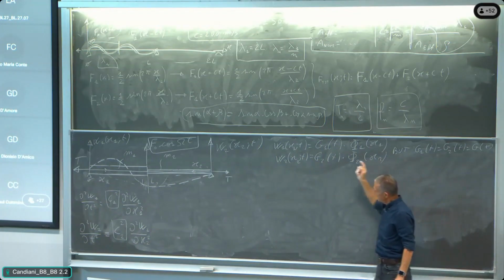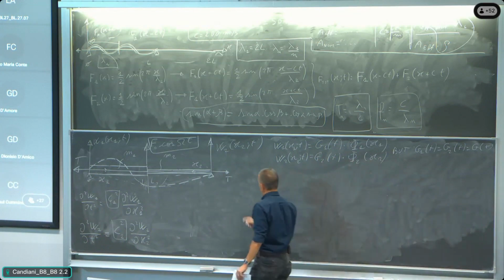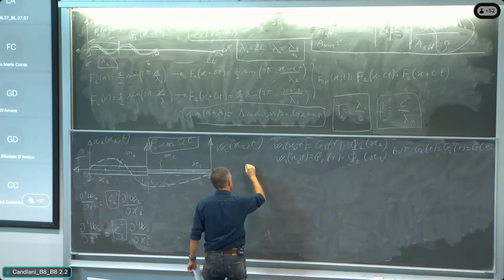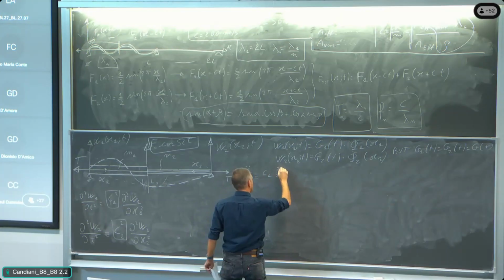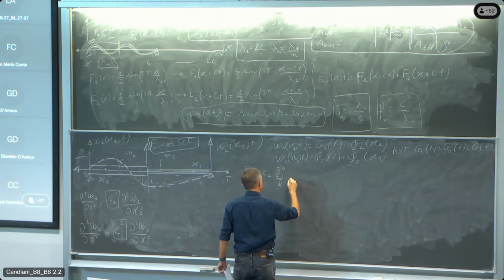In order to satisfy all of that, it must be that G two dots divided by G is equal to C1 second divided by C.